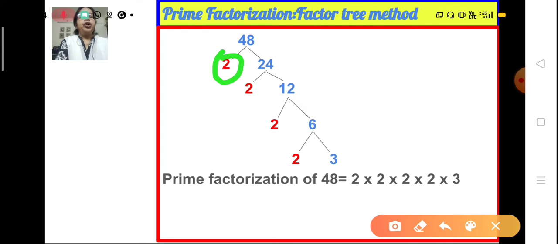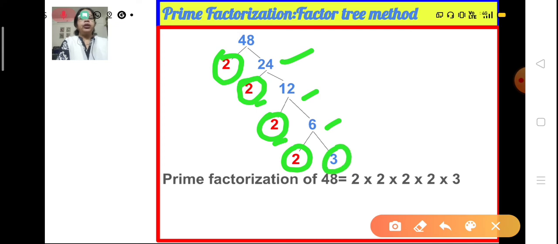Now what do we do? 24, we express 24 as 2 into 12, and since 2 is a prime number here, we can again circle 2, and 12 is a composite number. 12 can be expressed as 2 into 6, and 2 is a prime number, so we can circle 2, and 6 will be expressed as a product of 2 and 3, and finally we have both the numbers which are prime. 2 and 3 both are prime.